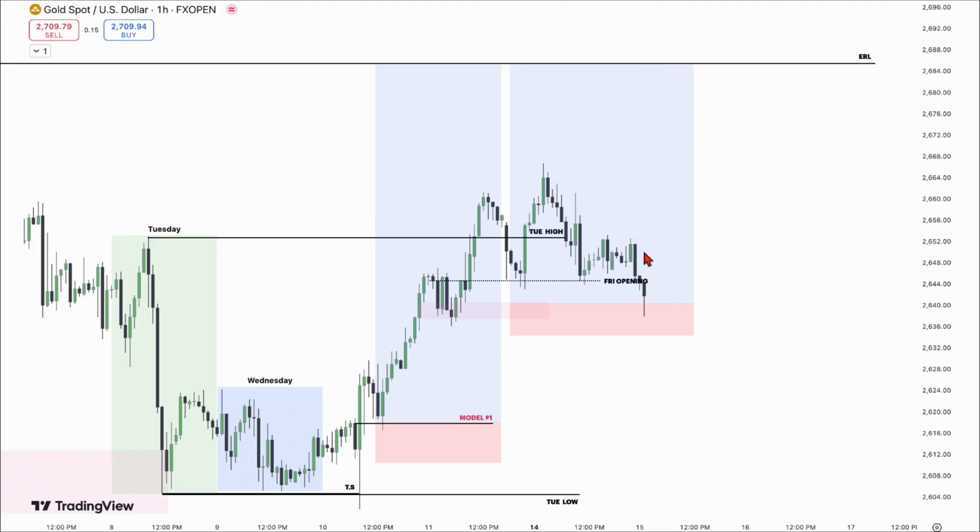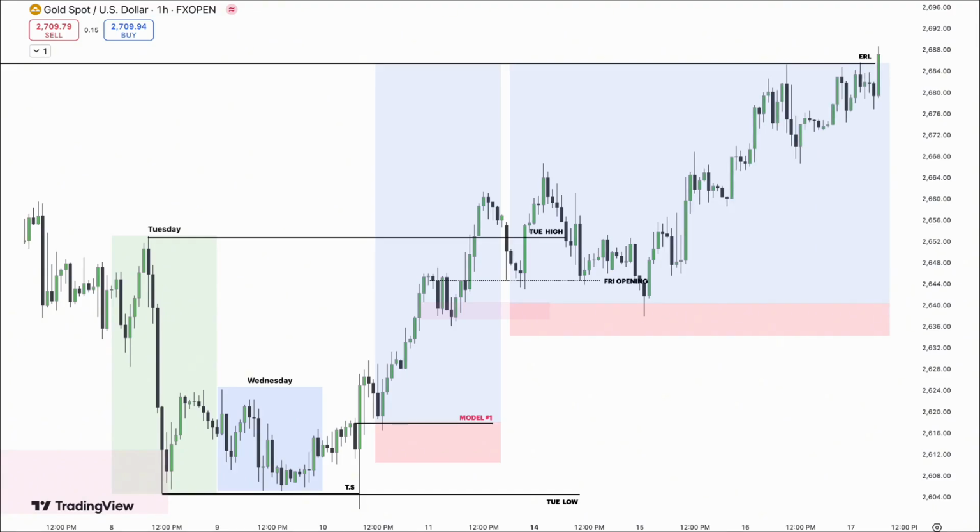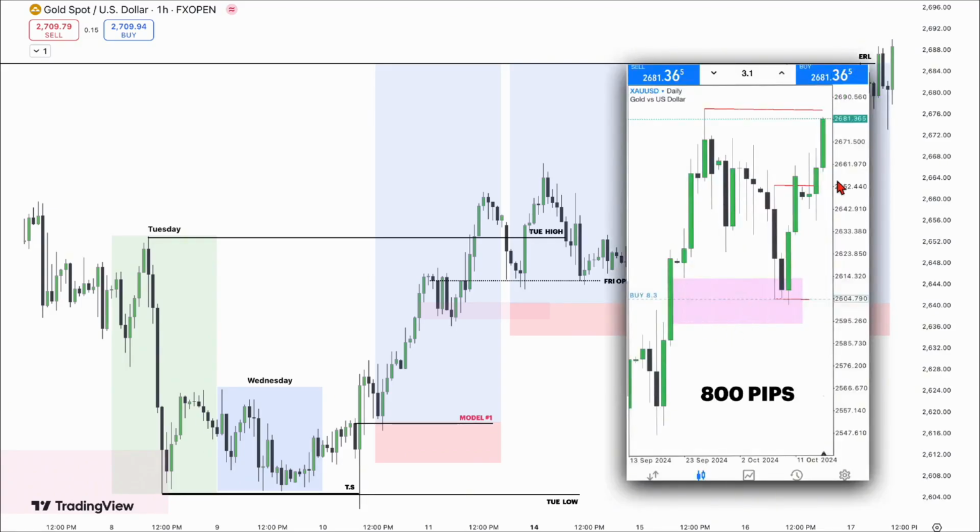Price has once again tapped into our fair value gap and shown upside displacement. Let's see what happens next. And boom, price has hit our next liquidity level, offering a very high risk to reward trade. Here, you can also see my execution, where I captured a move of over 800 pips using these same concepts.